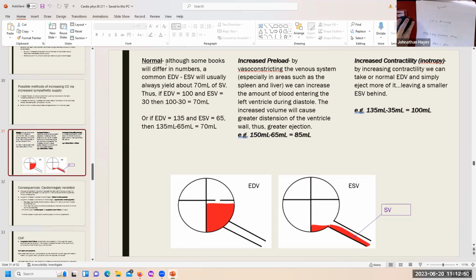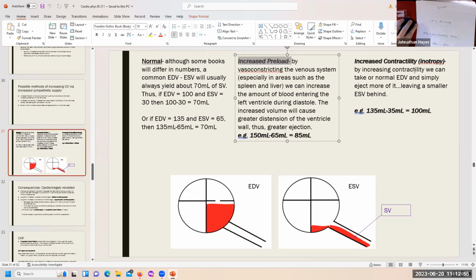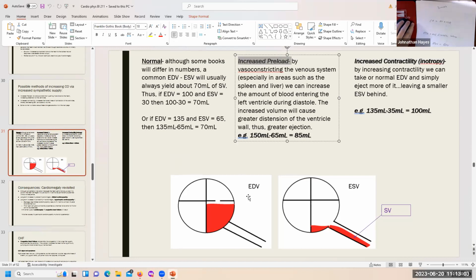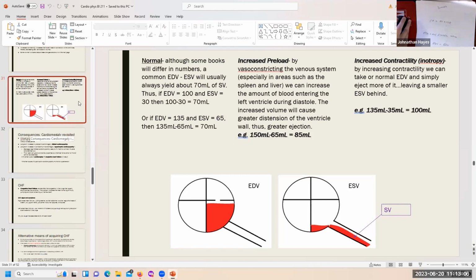But ways that we can change stroke volume is I can distend the heart more. I can make the heart contract more vigorously, or I can do both. So it's not terrible, but all this stuff's in here for you. I'm not going to leave you hanging. It's all there.